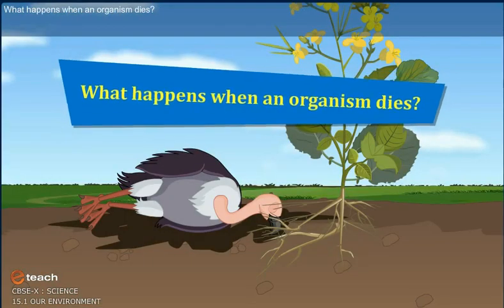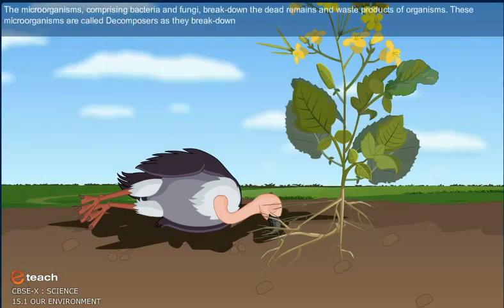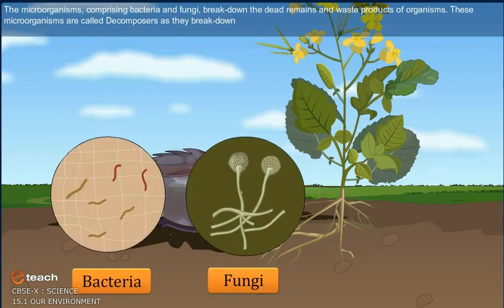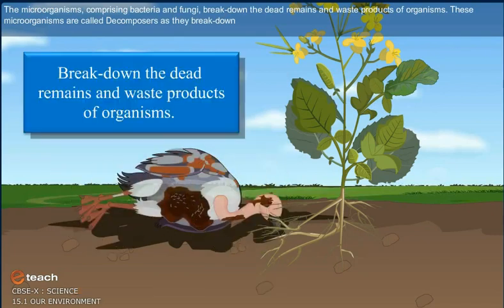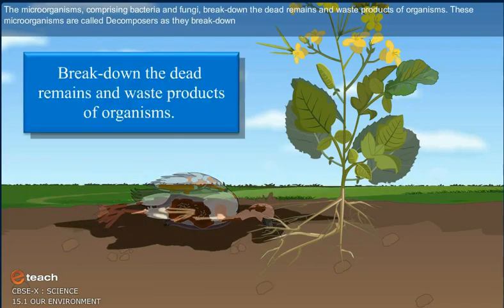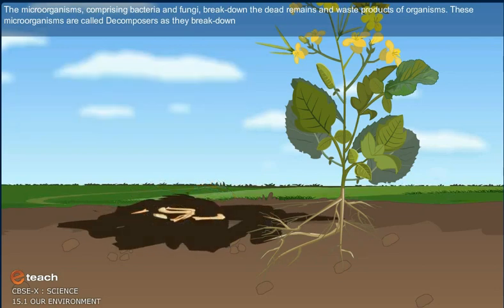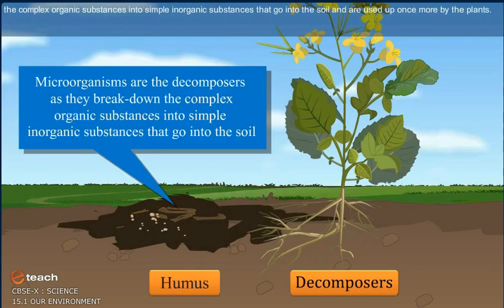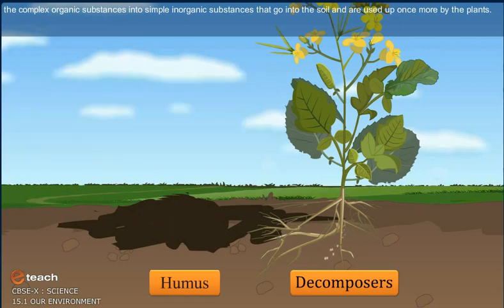What happens when an organism dies? The microorganisms comprising bacteria and fungi break down the dead remains and waste products of organisms. These microorganisms are the decomposers as they break down the complex organic substances into simple inorganic substances that go into the soil and are used up once more by the plants.